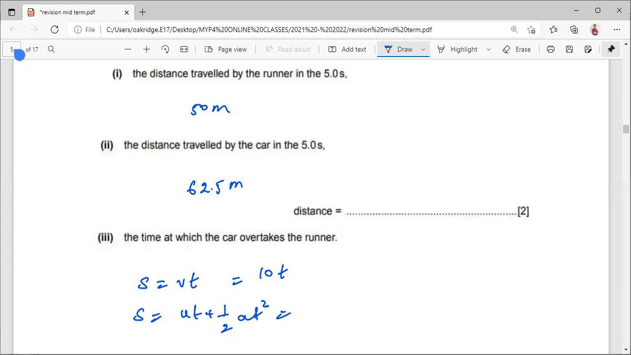And now this is for the car. For the car, the initial velocity was 0, so you just had half a t square. Let me equate one with the other. Why should I equate here? Because the distance traveled by the person and the distance traveled by the car are one and the same. Thus, you will write 10t is equal to half a t square. Now I need to get the value of a. What is the value of a?